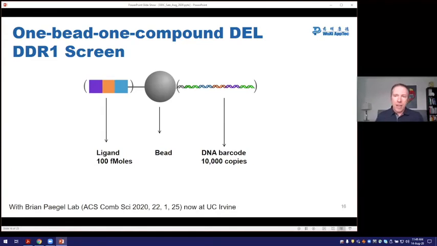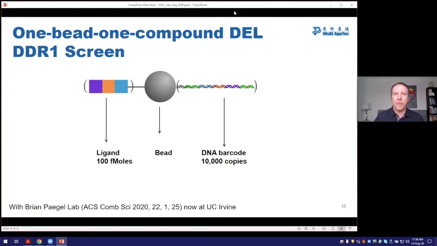So DEL does have certain limits in how it's currently done. And so because there is a covalent linkage between the ligand and the bead, or the ligand and the barcode, we can't ever get the ligand inside of a cell. So it's very hard to run a cellular functional screen using DELs as they're currently used. It's also very tricky to run a biochemical screen. And again, that's for the same exact reason, because the ligand is covalently attached to its barcode.